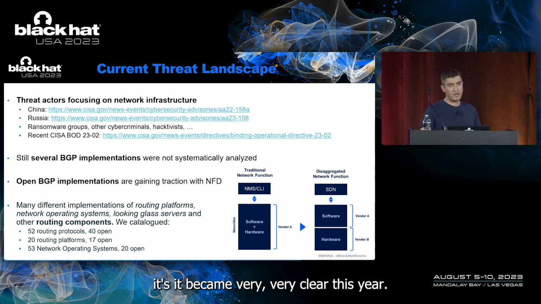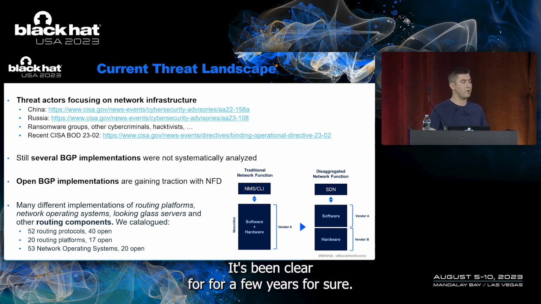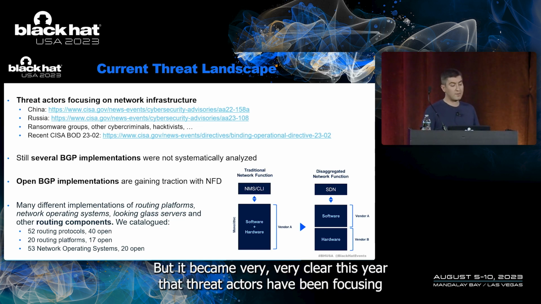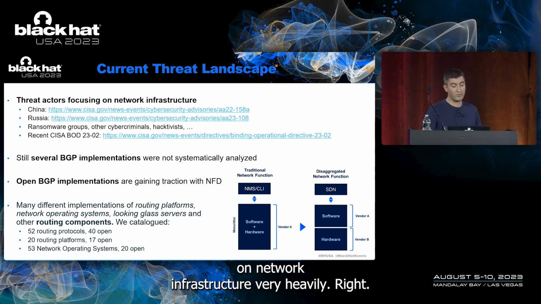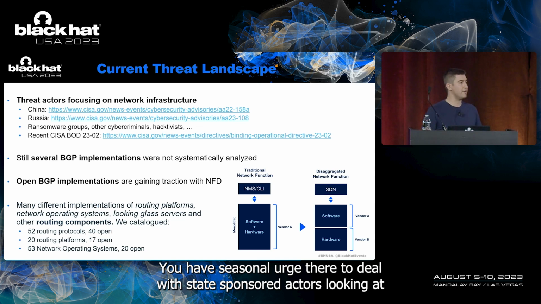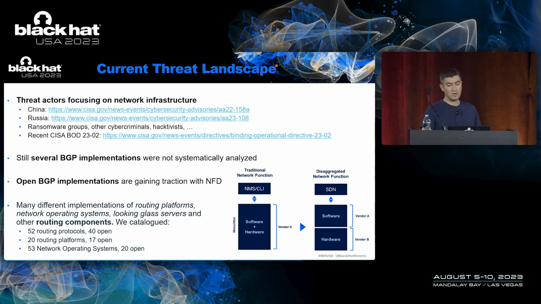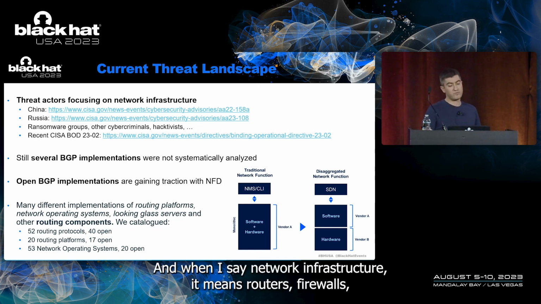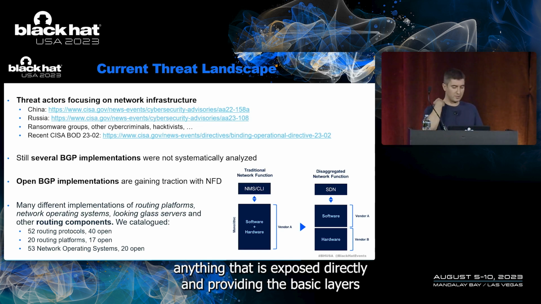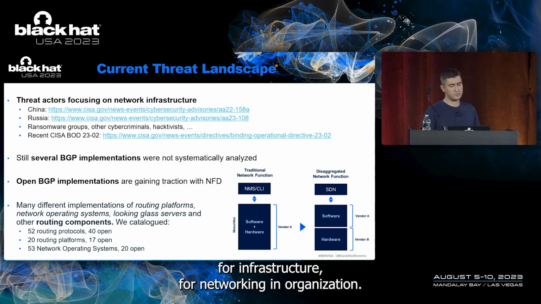And if we look not just at the vulnerability research, but at the threat landscape per se, it became very, very clear this year. It's been clear for a few years, for sure, but it became very clear this year that threat actors have been focusing on network infrastructure very heavily, right? So we have state-sponsored actors. You have CISA alerts there that deal with state-sponsored actors looking at network infrastructure. And when I say network infrastructure, it means routers, firewalls, anything that is exposed directly and providing the basic layers for networking in an organization.